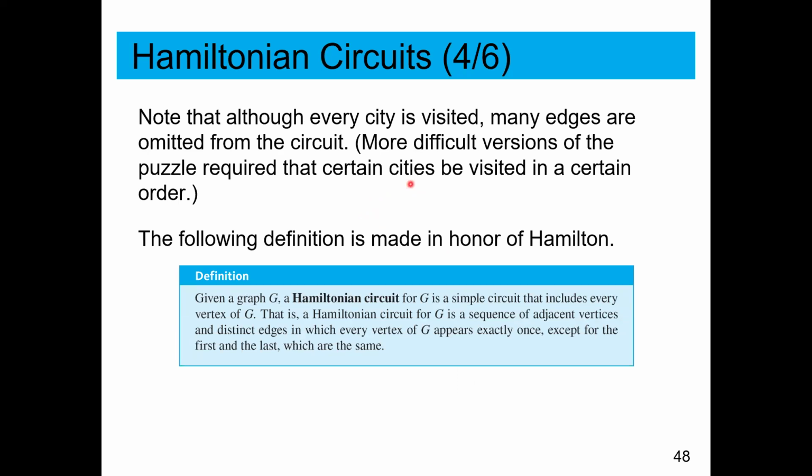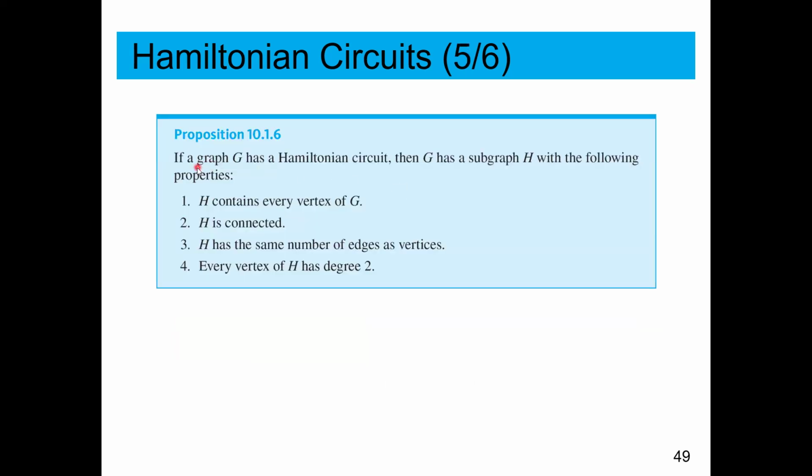A graph is Hamiltonian if there exists a cycle that hits every single vertex. So you don't have repeated vertices except for the beginning and end, and you do not have anything else. Now we have a couple things that we do know. If a graph G is Hamiltonian, then G has a subgraph H with the following things.